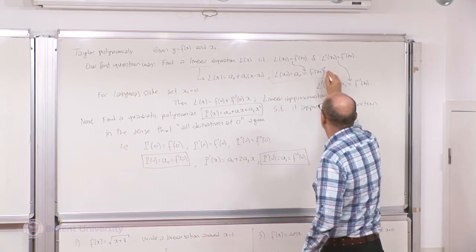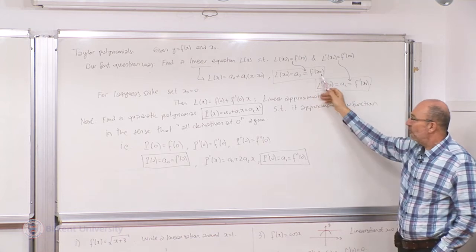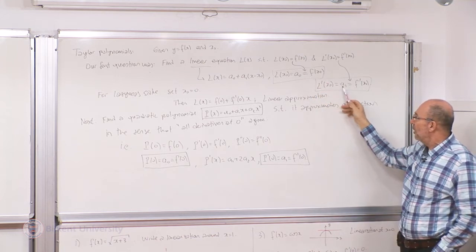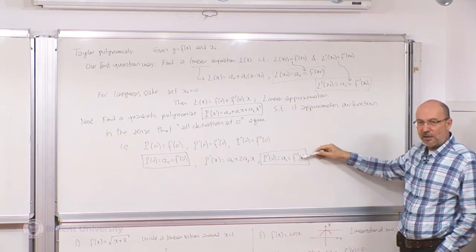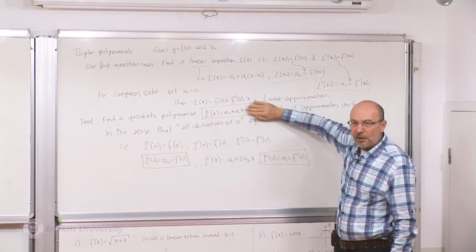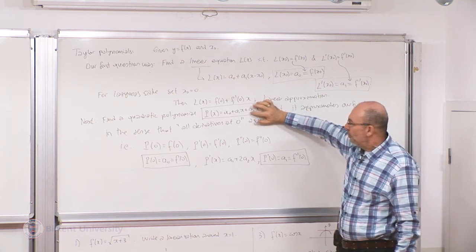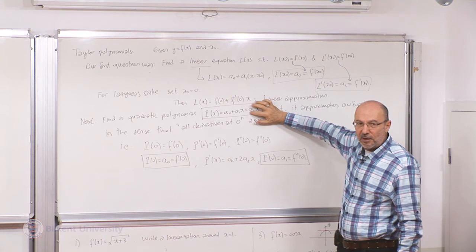For the linearization, we have this and this. So A0 is the value of the function there. A1 is the derivative of the function there. So this quadratic polynomial already gives me a linear approximation here. Now I want something extra. And for that extra, I have to define this. I have to find what this A2 must be.